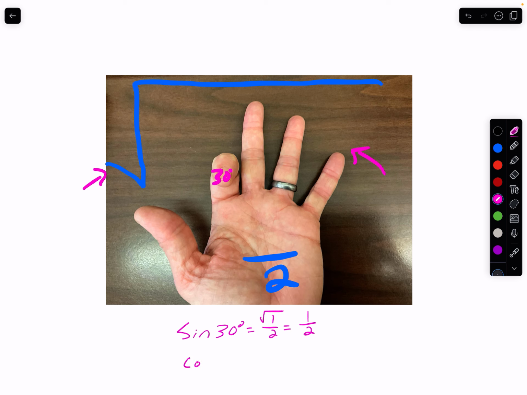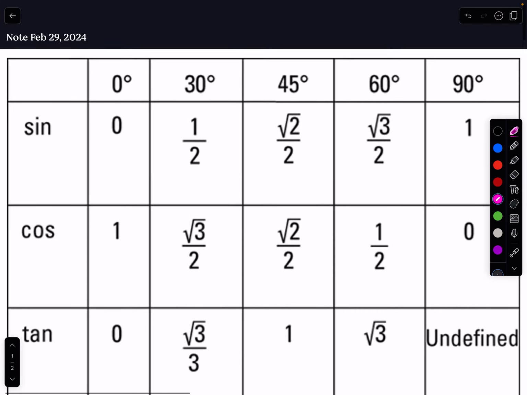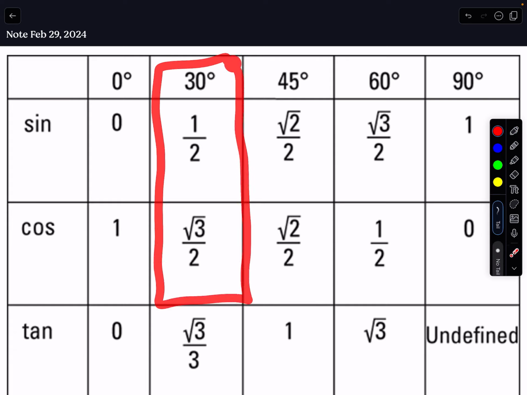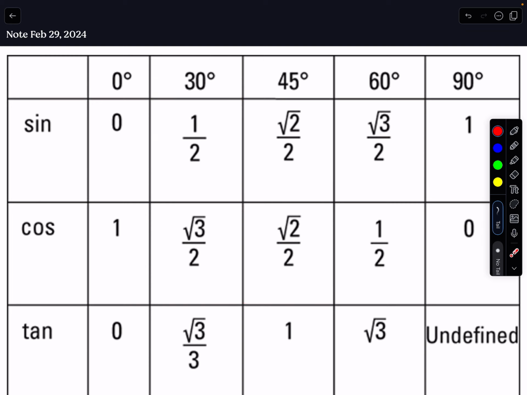And now I'm going to look at the cosine of 30 degrees. So I say the square root of something over 2. If I'm coming in this direction, I've got 1, 2, 3 fingers that are up. So I would say the square root of 3 over 2. That can't be simplified, so I write radical 3 over 2. And you can see, if we look at the table, it matches up exactly. The sine of 30 degrees is 1/2, and the cosine of 30 degrees is radical 3 over 2.